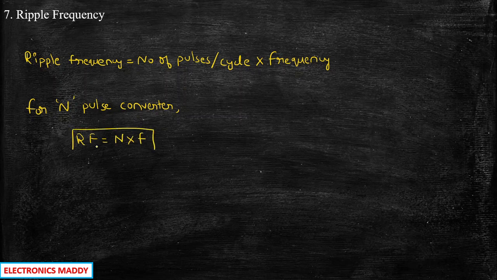This formula will be helpful if we are considering a one pulse converter. Ripple frequency will be 1 into f, that is nothing but the frequency itself. For a 2 pulse converter, 2 into frequency, 3 into frequency. So in that way, it will help us to determine the ripple frequency of that particular converter configuration. I hope all these output performance parameters are clearly understood.